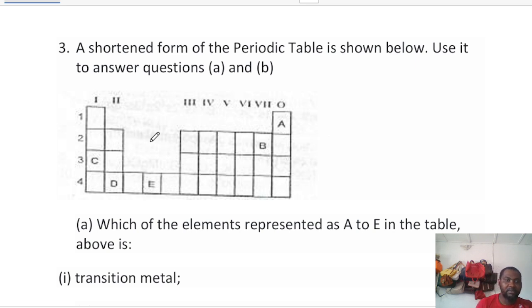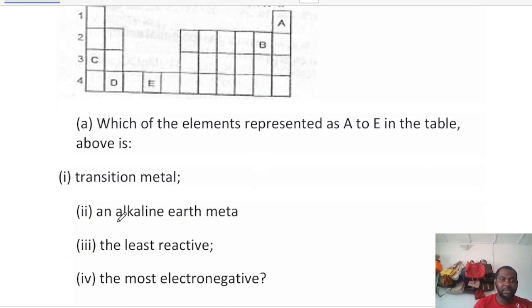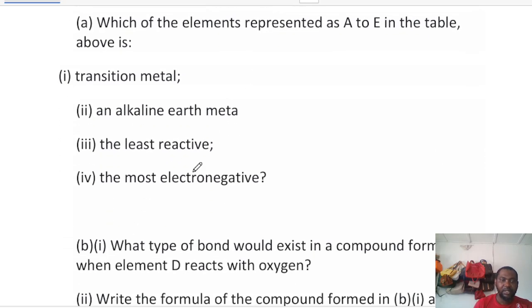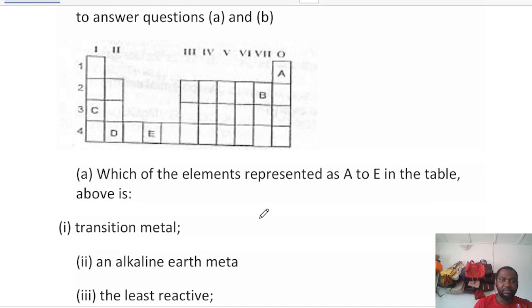The shortened form of the periodic table. Which of the elements is represented as A to E in the table? And above is I transition metals, II alkaline earth metals, and so on. I think that's quite easy. If you look, this is group 1, group 2. This one where nothing is mentioned, where there is a gap here, represents transition metals. Then we have group 3, group 4, group 5, group 6, group 7, and group 0, because that is exactly how the periodic table is written.